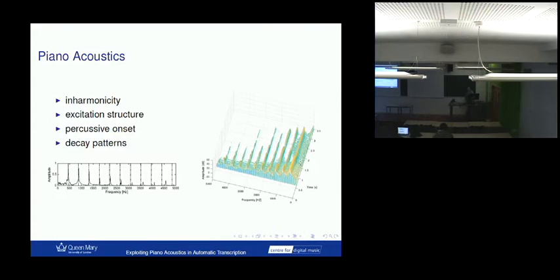And also the decaying: because there is no energy input after your finger presses the key, you think the energy always decays after that. But there are several decay patterns. Here there are a lot of curves, which is what piano acoustics is about. So we try to use some clues from piano acoustics to make our transcription work better for piano music.